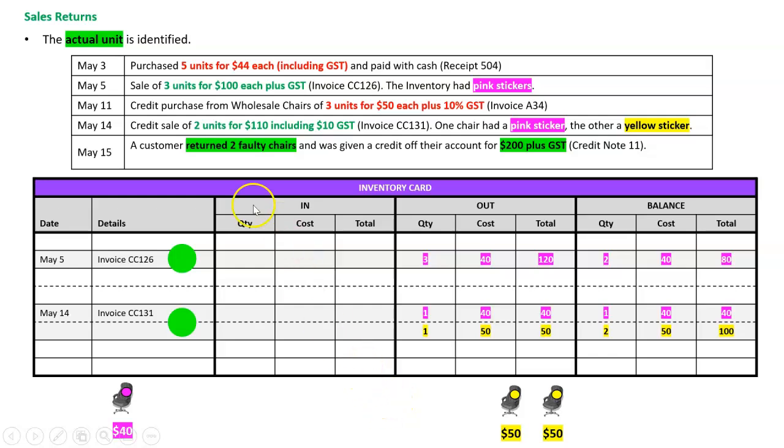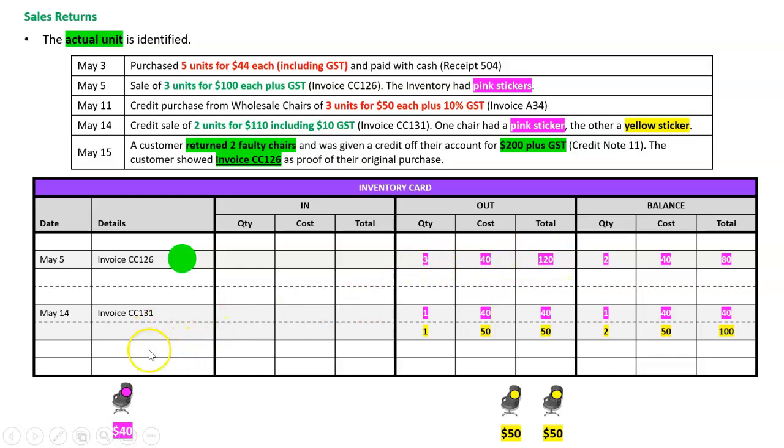So the question must give us something that we can use to identify which of these purchases it was. So let's add that in and say the customer showed invoice CC126 as proof of their original purchase. So it's actually this purchase here. This is the sale that's being returned. It's these pink chairs.